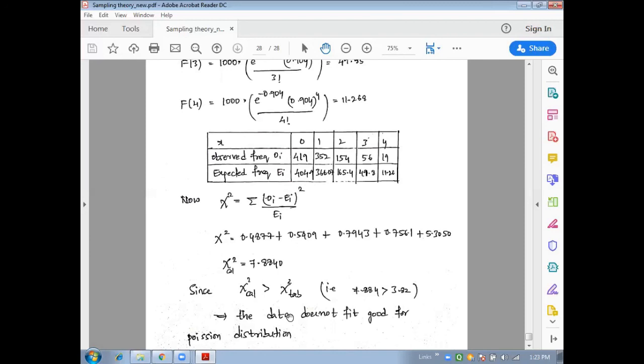So this is about the chi-square test, how to apply it by framing the equation, for the binomial as well as the Poisson distribution. Thank you.